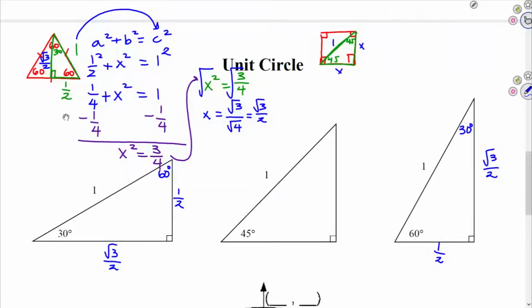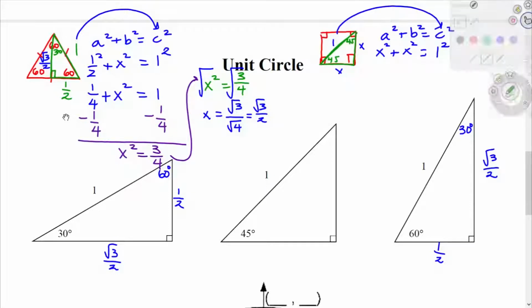But again, I have the Pythagorean theorem, a squared plus b squared is c squared. And the hypotenuse is always c, and so I get 1 squared there. I get x for a and x for b. And I solve this Pythagorean theorem as well.